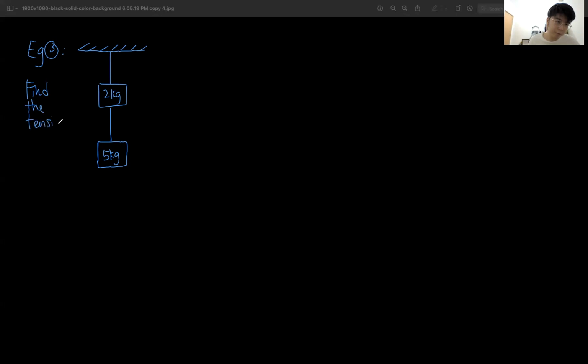Example 3. Let's say we try a different one. Okay, question says find the tension. Find the tension on both the strings. On both strings.